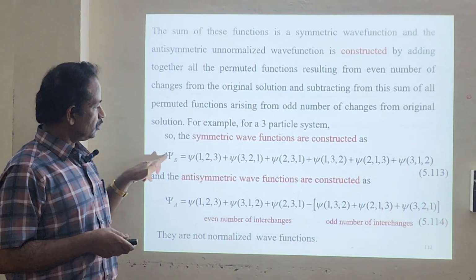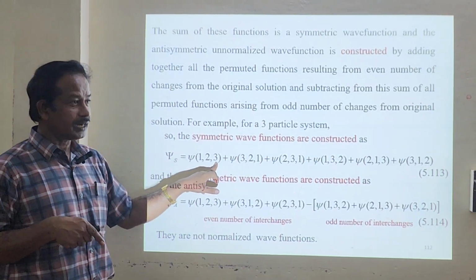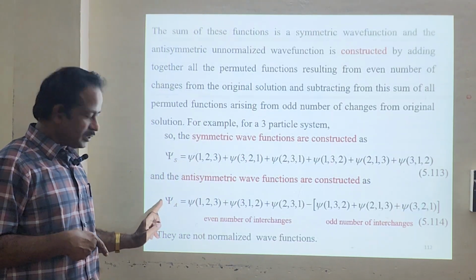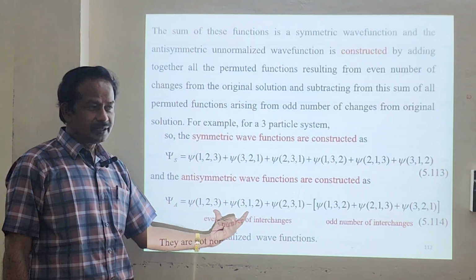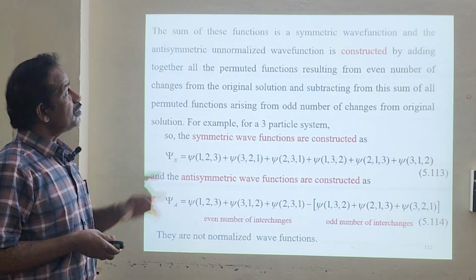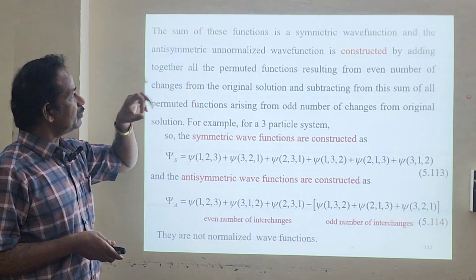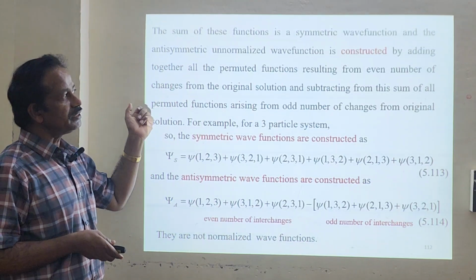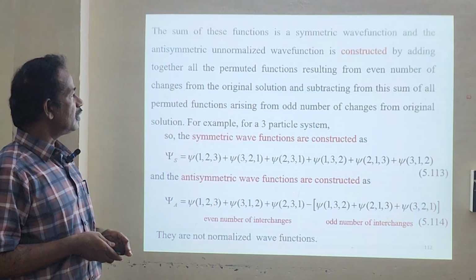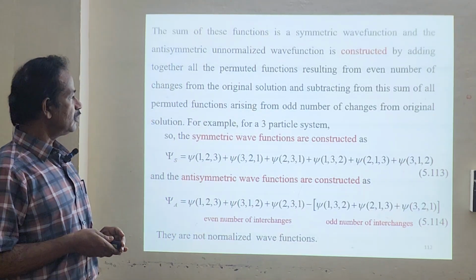This is the way. To get symmetric wave functions, we have added all the wave functions. See here, all the solutions we have added. And for the antisymmetric wave function, this will be even number of interchanges minus odd number of interchanges. The sum of these functions is a symmetric wave function, and the antisymmetric, unnormalized wave function is constructed by adding together all the permutative functions resulting from an even number of changes from the original solution and subtracting from it the sum of all permutative functions arising from an odd number of changes from the original solution.